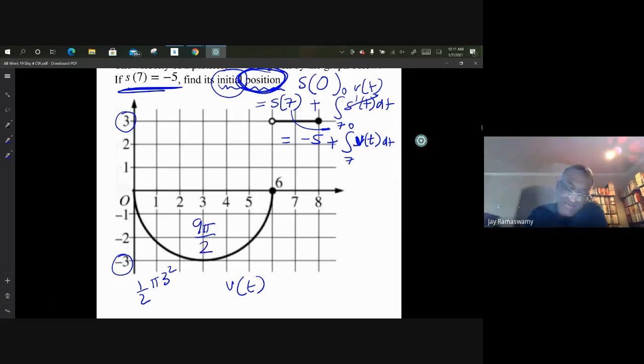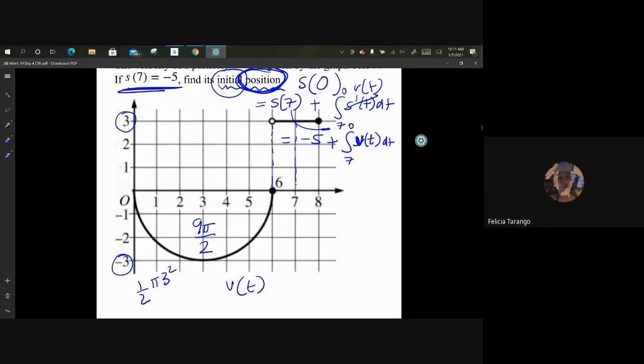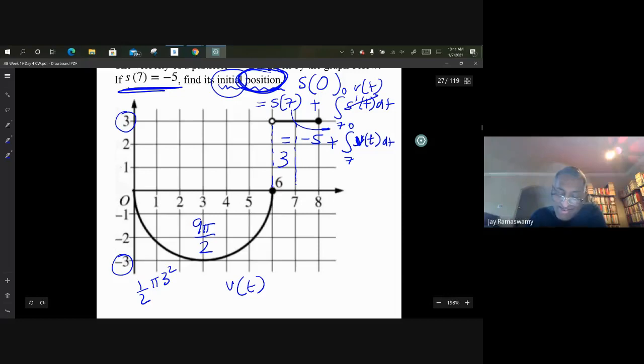Next, we need the area till 7. So I'm dropping the perpendicular. What's the area of that rectangle? 3. Very good. Last step. Guys, slow down. Are we going right to left or left to right? We're going 7 to 0. Right to left.